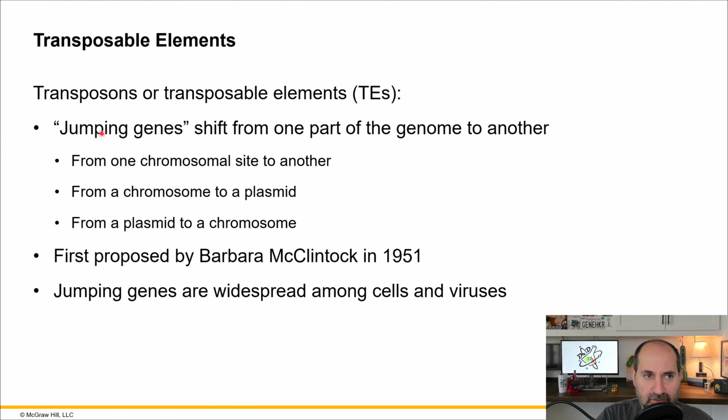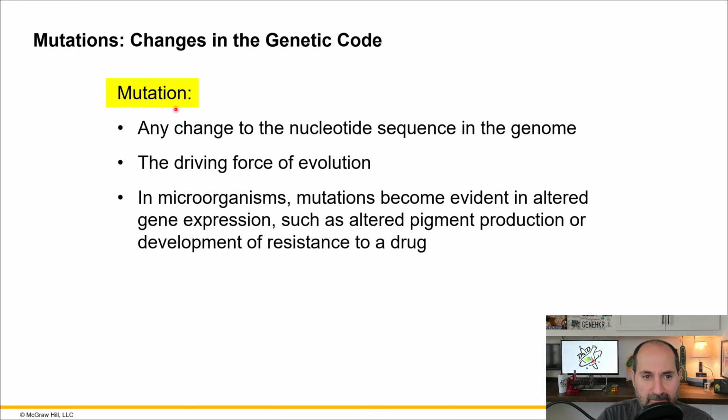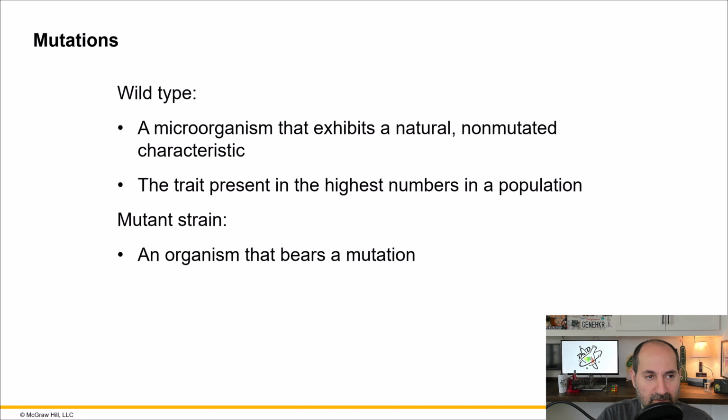Okay, we talked about transposable elements. These are called jumping genes, where genes can shift from one part of a genome to another. We talked about mutation. Mutation is any change to the nucleotide sequence in the genome. It's a driving force of evolution. When we're talking about mutations, the normal gene is called the wild type gene, while the gene with the change is called the mutant gene or the mutant strain.